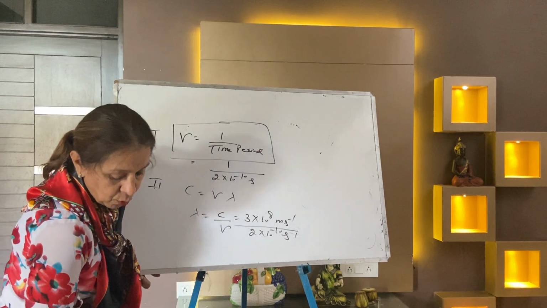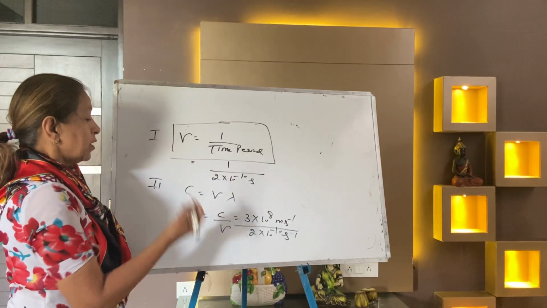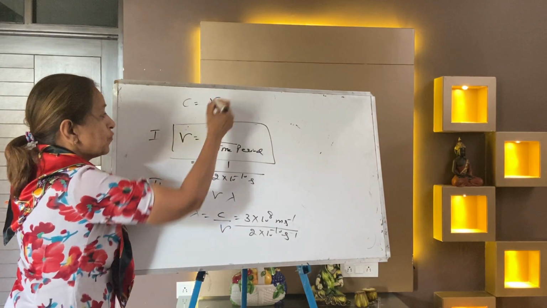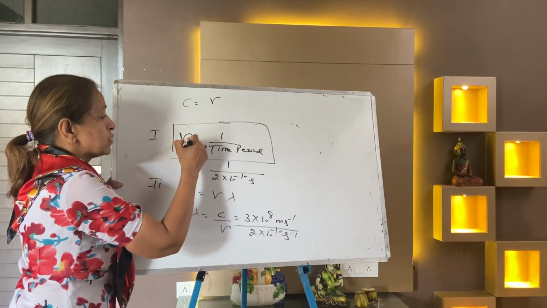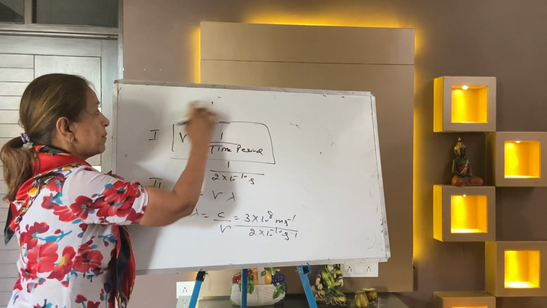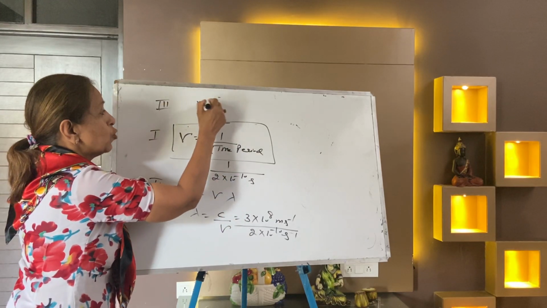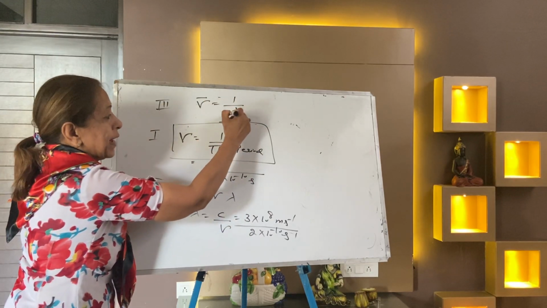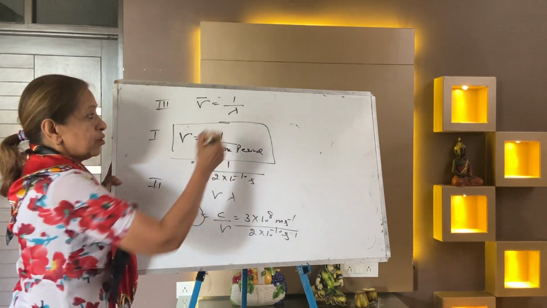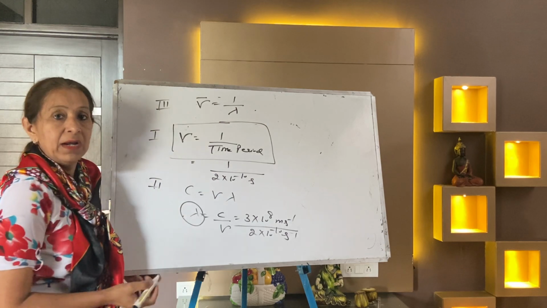The third part is calculate wave number. Now it is very simple again. C is equal to nu lambda. So frequency we have already calculated, that is 1 by time period. Now the question is, calculate wave number. Wave number is nu bar. Wave number is equal to 1 by lambda. So whatever your lambda comes out in the second part, you put it here and your wave number will come.